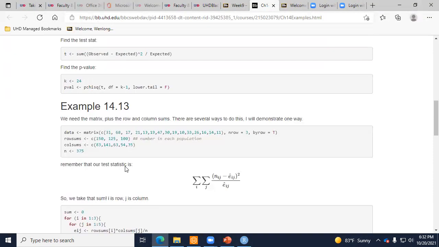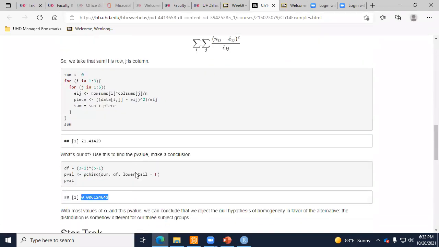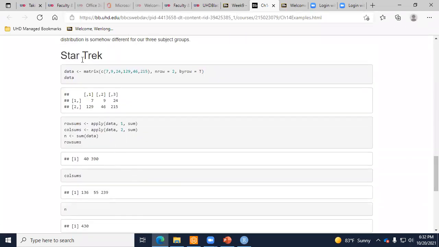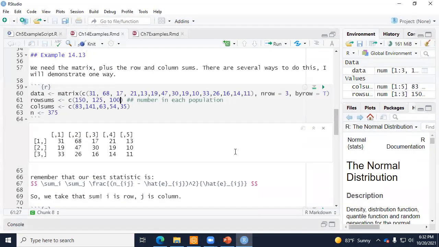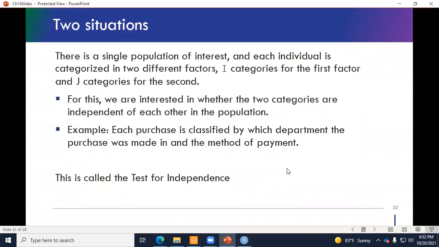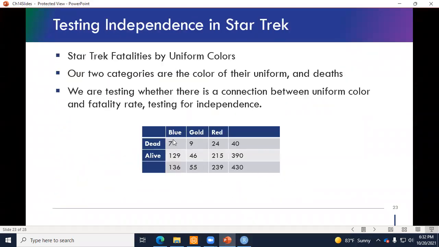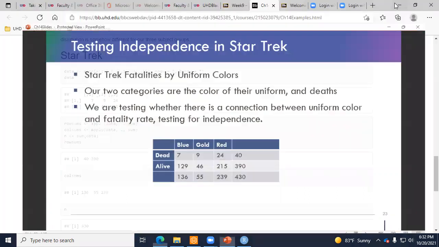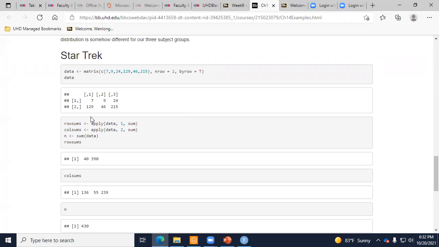Okay, so this is your test of homogeneity. And for this Star Trek fertilities example, I did the same thing: get the data into a matrix. Oops, sorry, you need to come back here. So I get this data, all these N_ij, into this matrix. And this I manually calculated.